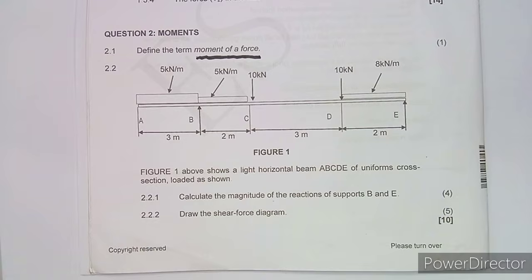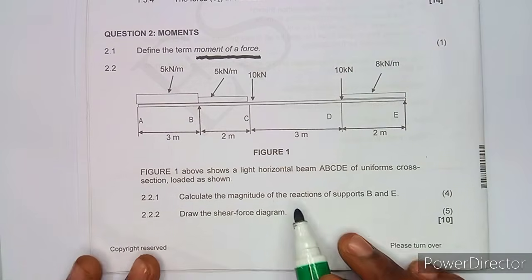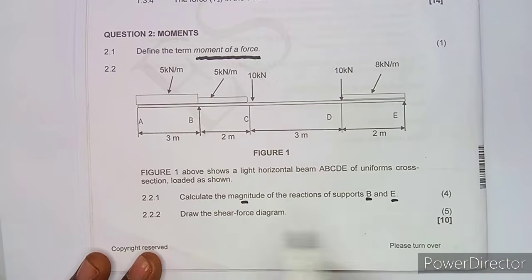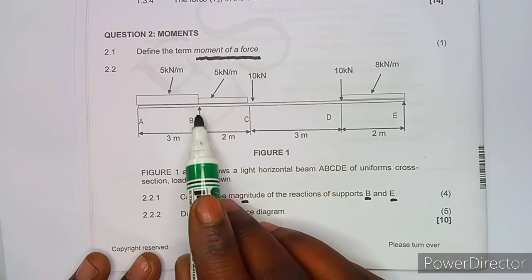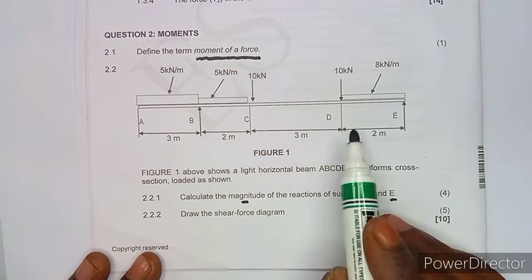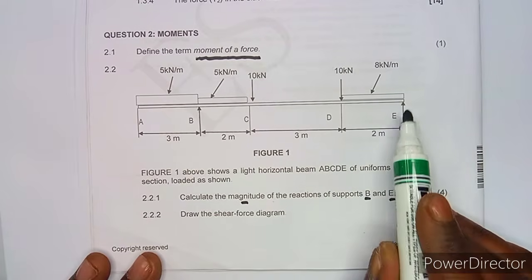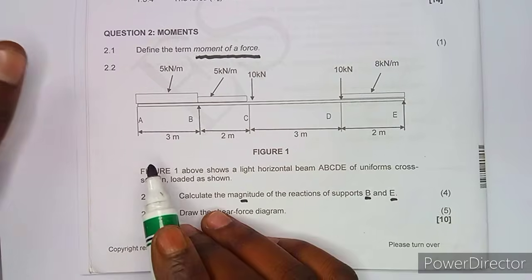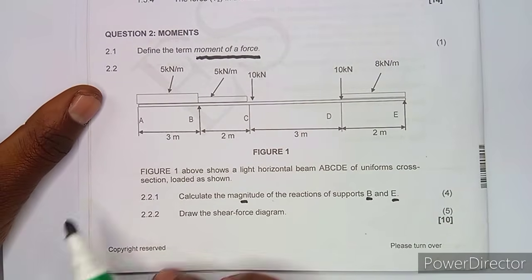Then on 2.2, we are given a light horizontal beam, which is this whole figure. We are asked to calculate the magnitude of the reactions of supports B and E on 2.2.1. As you can note, B is a support because it's facing upwards, and E is also a support, also facing upwards. It's an upward force. Okay, so let's analyze the diagram that we are given, the light horizontal beam.